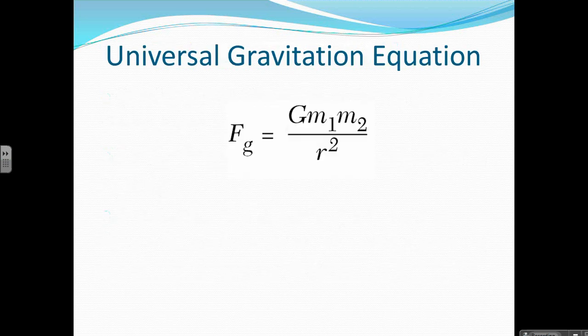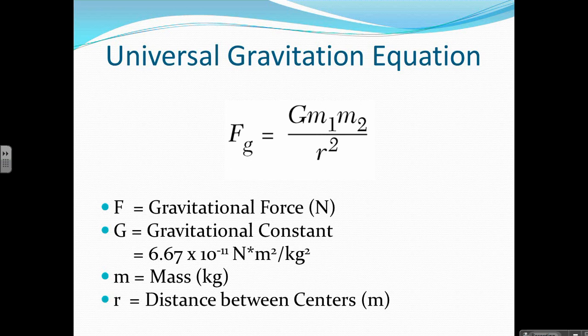We have the equation for universal gravitation, that is F_g equals G m1 m2 divided by r squared, where F is gravitational force, G is our gravitational constant, that's 6.67 times 10 to the negative 11 newton meters squared per kilogram squared, that's in your reference tables. M1 and M2 are the masses of the two objects, and r is the distance between their centers.